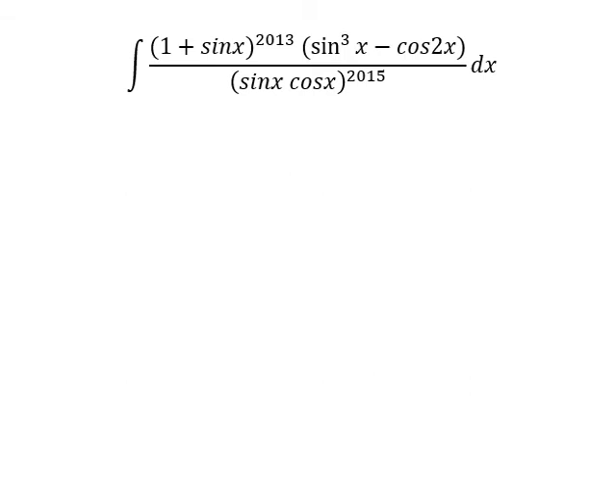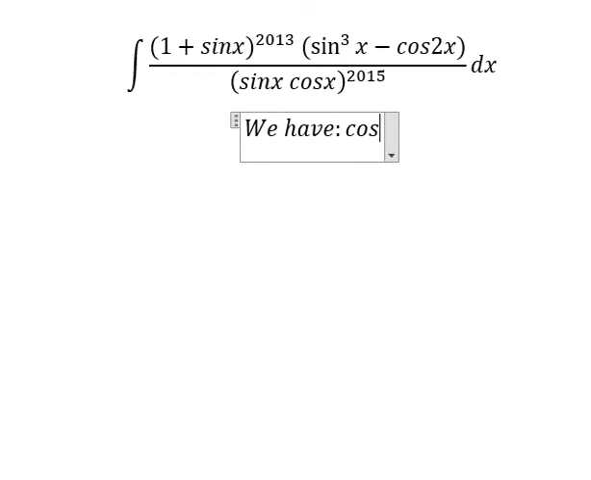Hello everybody. So today I want to talk about calculus, the topic about integration. Now I want to show you how to answer. We have the formula in here.